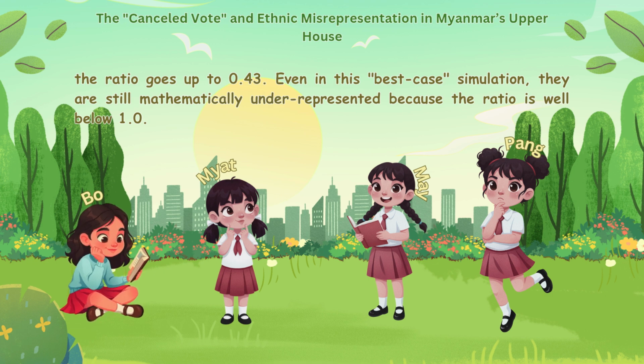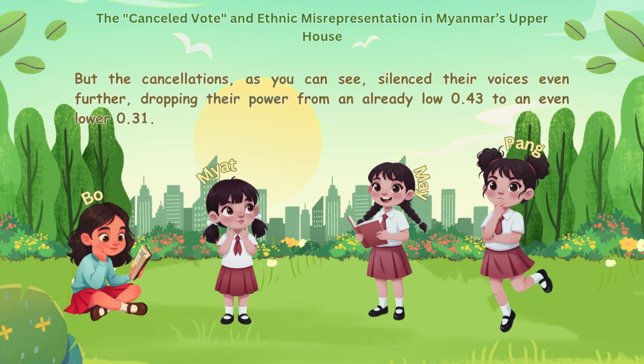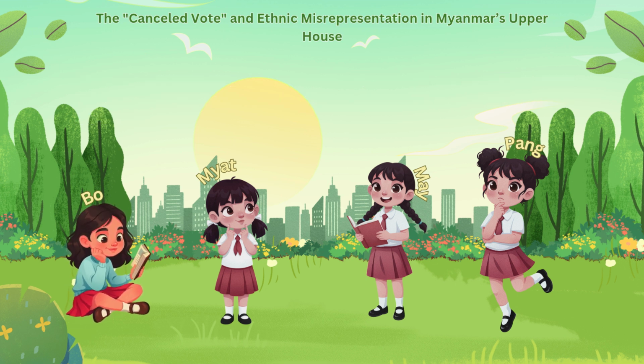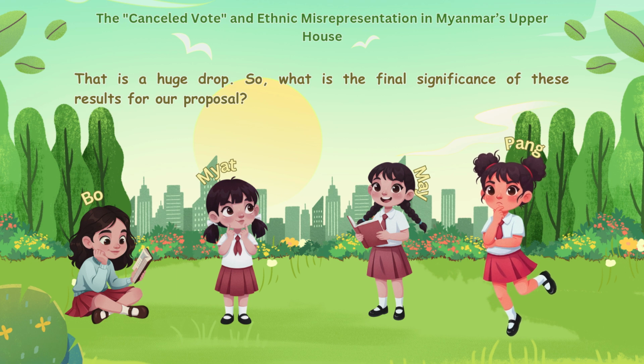I mean, even in this best case simulation, they're still mathematically underrepresented because the ratio is well below 1.0. But the cancellations, as you can see, silenced their voices even further, dropping their power from an already low 0.43 to an even lower 0.31. This is a huge drop. So, what is the final significance of this result for our proposal?